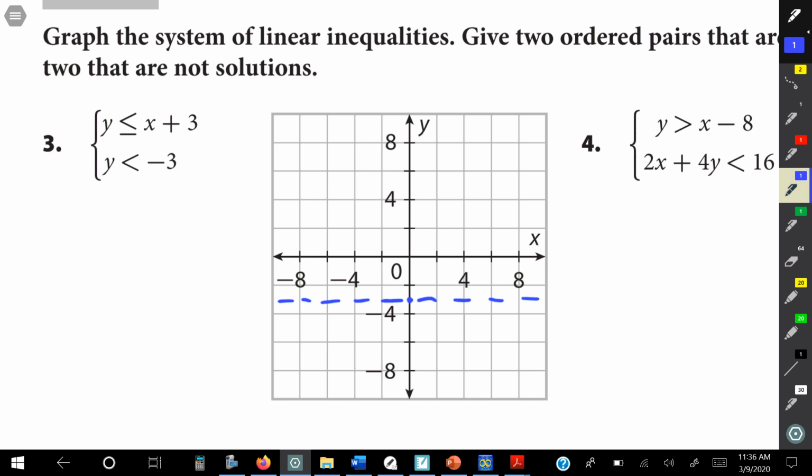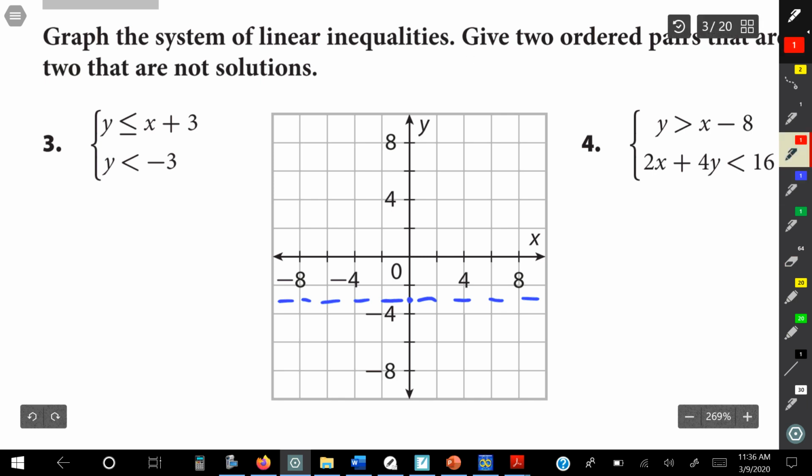All right, now I'm gonna do the other one here. And the y-intercept of that is +3, which is right here. And it has a slope of 1. So I go up 1 and over 1, up 1 and over 1, up 1 and over 1, down 1 and back 1, down 1 and back 1. Right? And since it has an equal to, I'm going to draw a solid line.